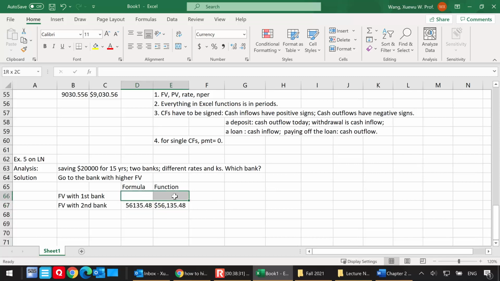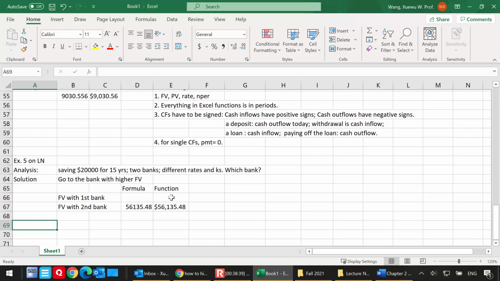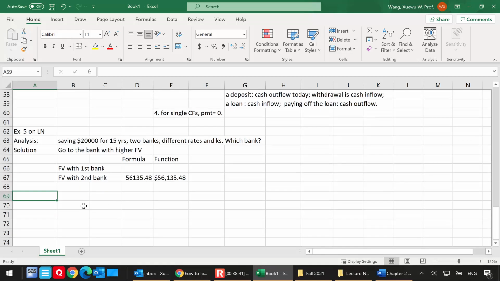I'll leave it to you to figure out the future value with the First Bank. So that is a very simple discussion of a few things you have known already from your first class in finance. But we're moving to Excel. You see that there are a lot of little things for you to be careful about.